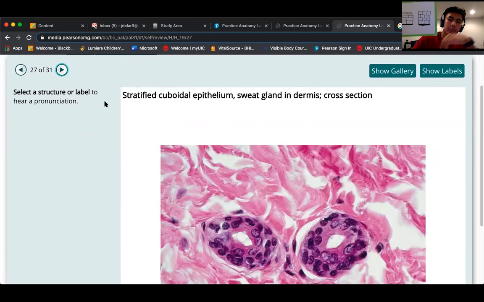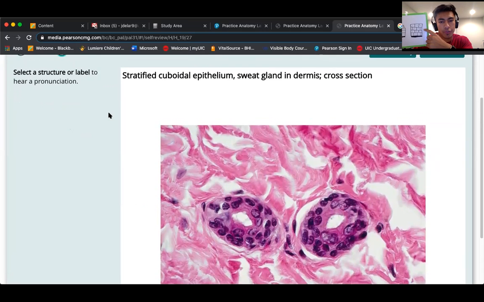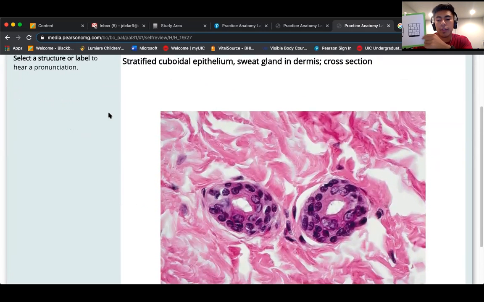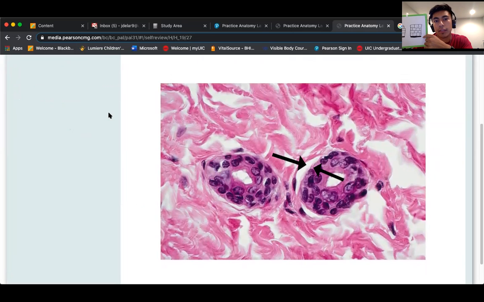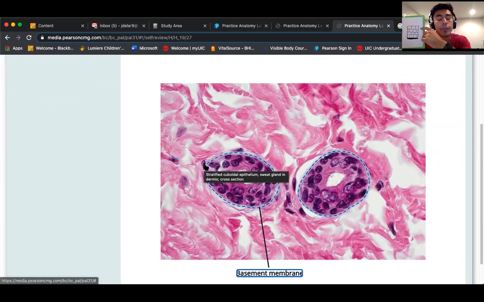Another example right here, we have another stratified. There are multiple cells here. Looking at the basement membrane, if you look at the layer furthest away from it, we do see consistently shaped, almost well-rounded, even cells. These are going to be cuboidal. So this right here is a stratified cuboidal epithelium.